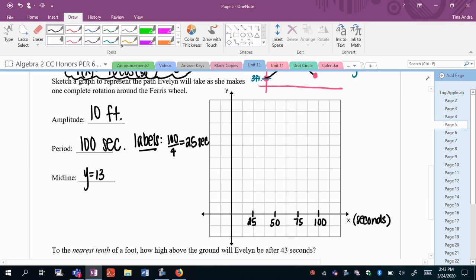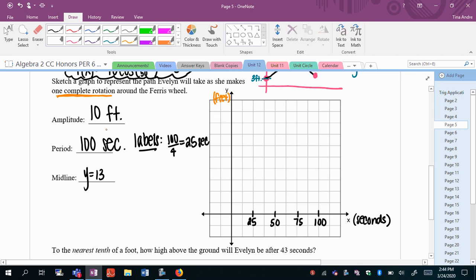And I did read this previously, but it is important to just point out one complete rotation is what I'm graphing. That's why I'm only graphing those 4 labels. And then for the y-axis, that's going to be our height in feet.